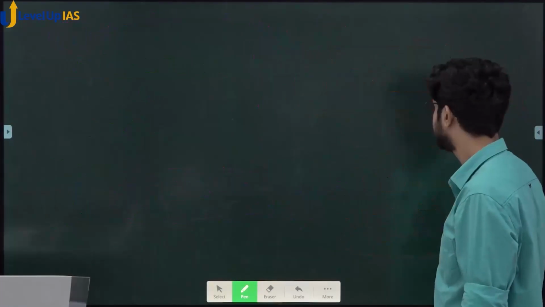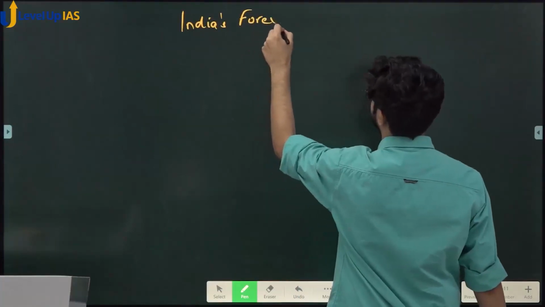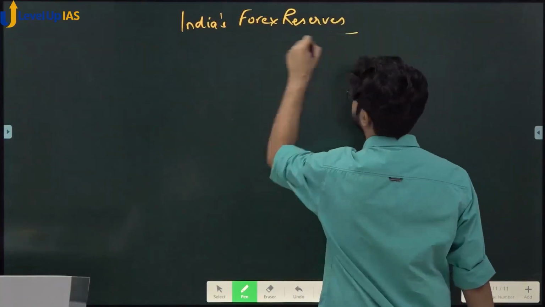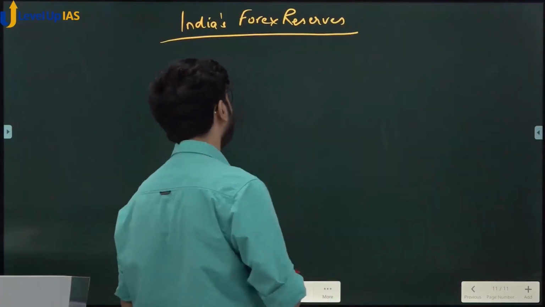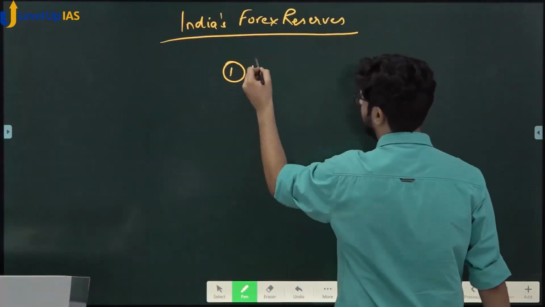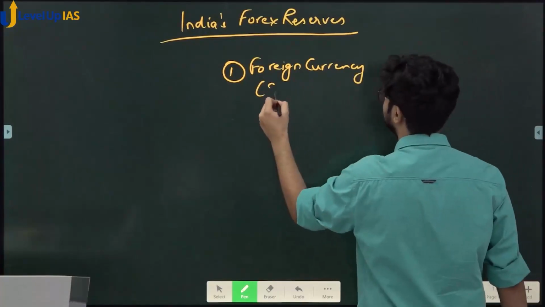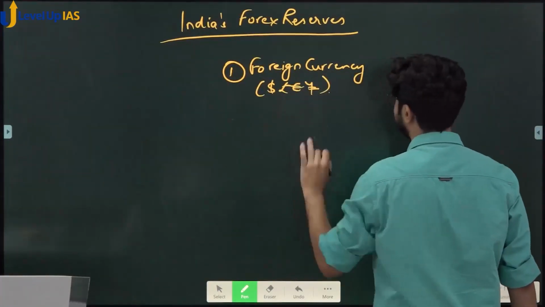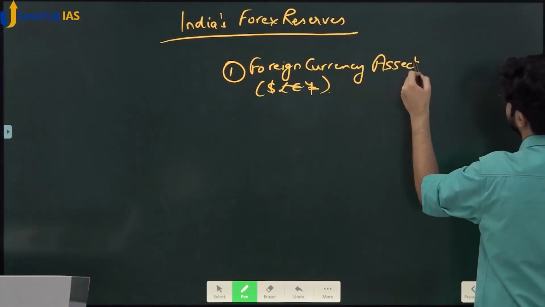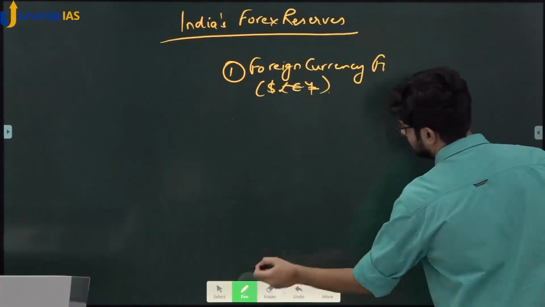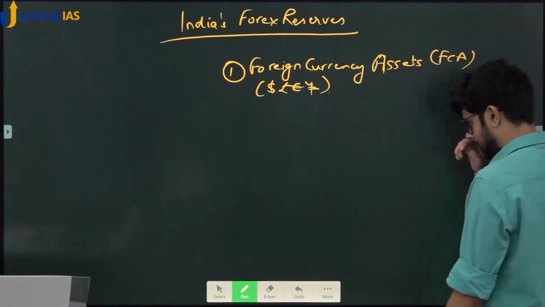So when we speak about India's forex reserves, what are we talking about here? What is there inside India's forex reserves? What do you think? Foreign currency, dollar, pound, whatever. Various currencies, dollar, pound, euro, yen, etc. Foreign currencies. In technical terms, it is called foreign currency assets, FCA. Very fancy.